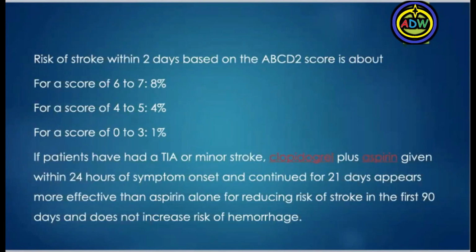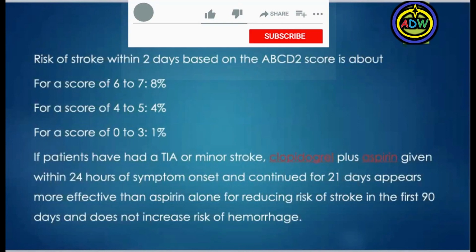If patients have had a transient ischemic attack or minor stroke, clopidogrel plus aspirin is given within 24 hours of symptom onset, and we have to continue for 21 days. It usually appears more effective than aspirin alone for reducing risk of stroke in the first 90 days, and it doesn't increase risk of hemorrhage.